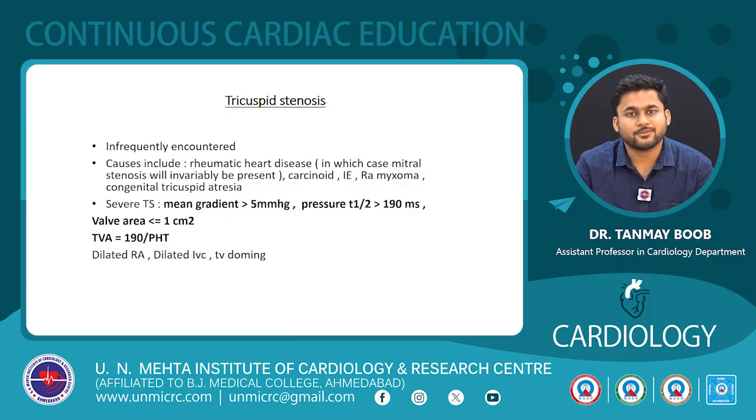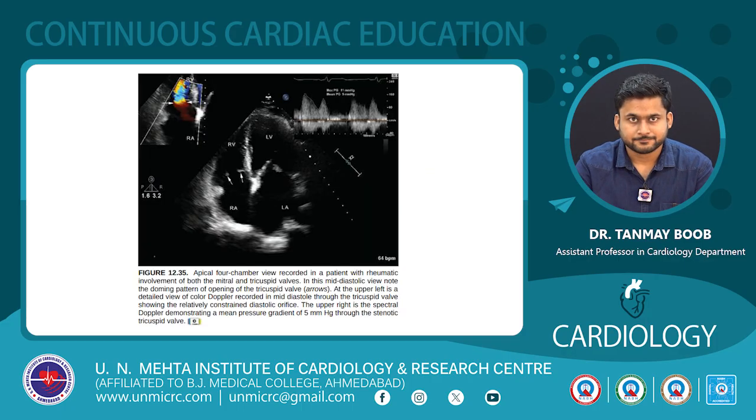Echocardiography definition of severe tricuspid stenosis is mean gradient more than 5 mm of Hg with pressure half time of more than 190 milliseconds and valve area less than 1 centimeter square. How do we calculate tricuspid valve area from PHT? It is 190 divided by PHT. But remember, in mitral valve area calculation, the numerator will be 220 divided by PHT. Other findings which are present in tricuspid stenosis are dilated RA, dilated IVC, and the doming tricuspid valve.